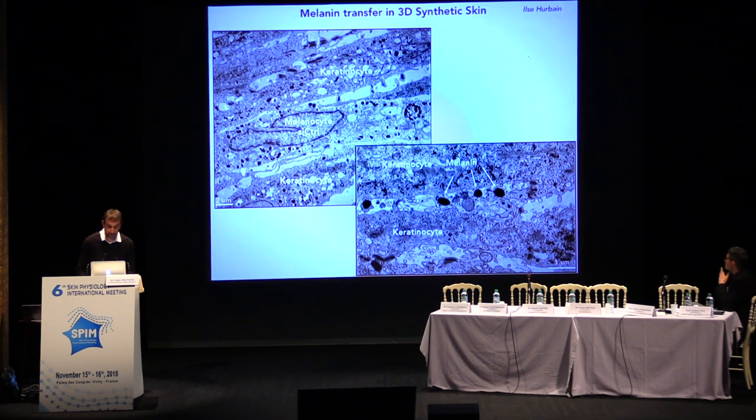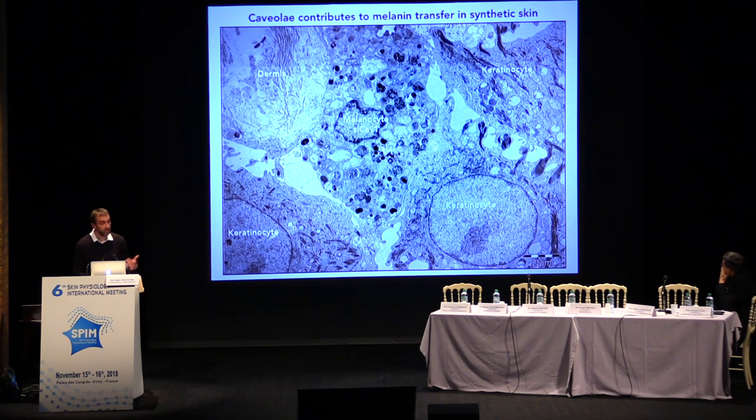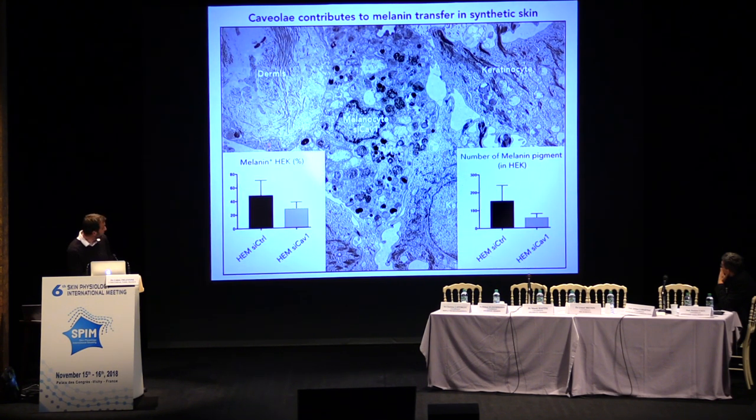by the keratinocyte. So then, when we go to the caveolin 1 depleted epidermis, this melanocyte is still pigmented, but this is coherent with what we showed in vitro, in 2D. However, the neighboring keratinocytes here are devoid of any pigment. So we quantified this observation and indeed observed a decrease in the number of keratinocytes that are positive for pigment, and once they are positive, they have less pigment in their cytosol. So this shows that caveolin also contributes to melanin transfer in 3D and in synthetic skin.